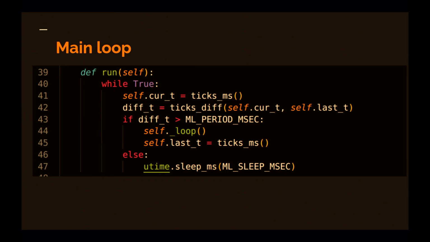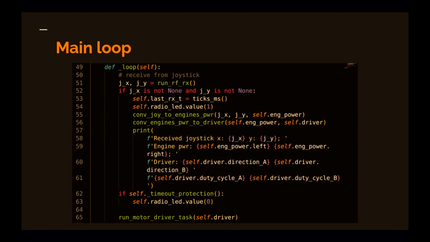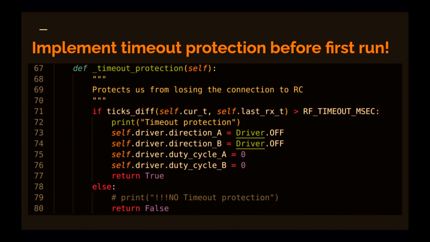The run method, so basically we keep calling our loop function with a period of something like 10 Hz or 20 Hz. So this one is the most important, the loop function. We receive the data from the joystick. Here we have two choices. If we didn't receive the data, then at some point we need to call a timeout protection function. So timeout helps us to stop the vehicle, for instance, if our joystick died or something went wrong. And if we did receive the data, then we do our conversions from the values from our joystick to this intermediate state I mentioned, which is called engine power, and then to the driver data class. So that's all we are doing in the loop function. Timeout protection just stops the driver, that's it.